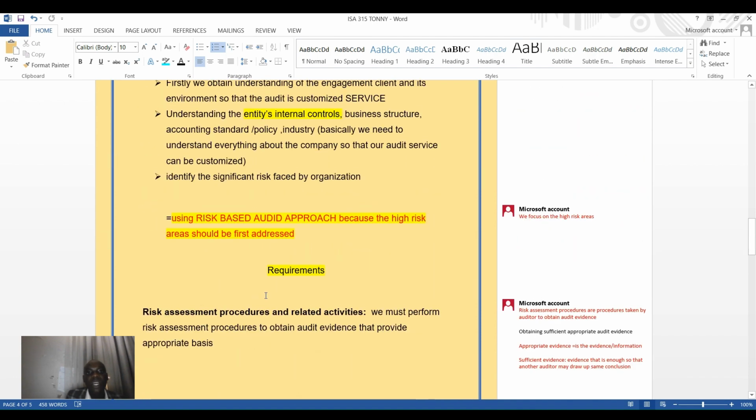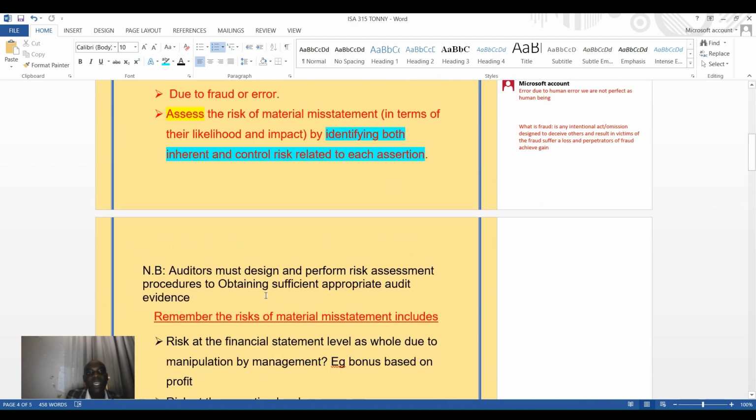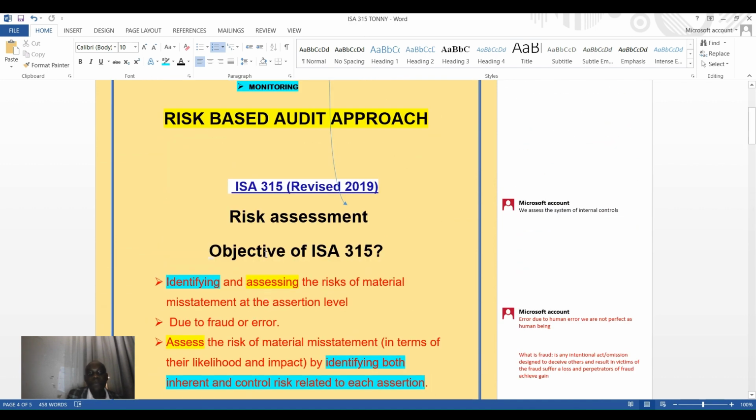I hope this will help you obtain an understanding of part one of ISA 315 revised 2019. I will also post another video for part two so we can explain this standard of ISA 315 in summary, because if we try to summarize this, we can understand the objective of ISA 315.